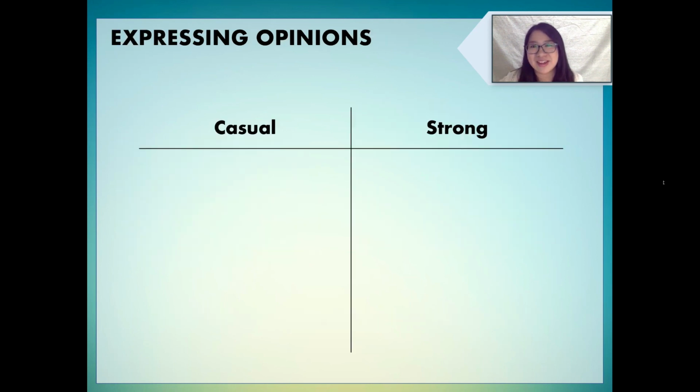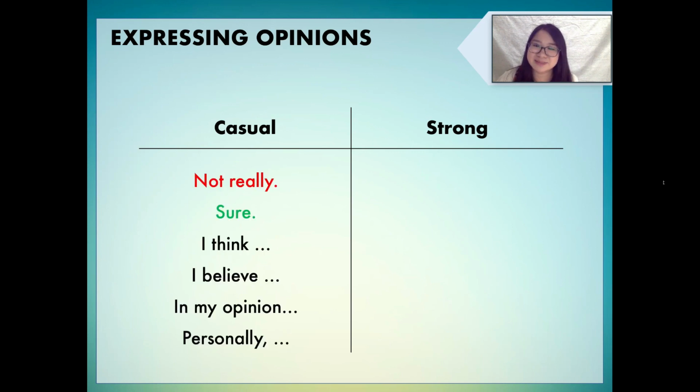Let's start with our opinions. Usually we have two kinds of opinions, a casual opinion and a strong opinion, something you really believe deeply. First, we'll start with a casual opinion. At the beginning of any sort of discussion, we have to decide what we believe. Do we agree with the topic or do we disagree? So to express our agreement or disagreement, we can use words like this. Oh, not really. I don't want to try insect ice cream. Or, sure, that sounds really interesting.